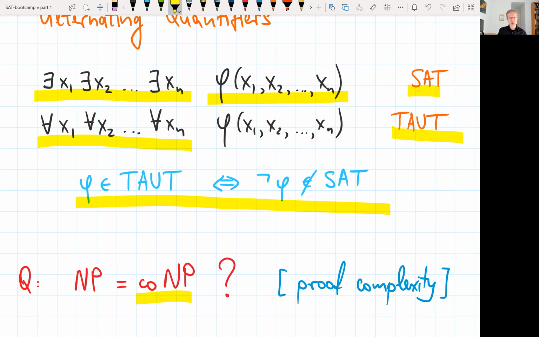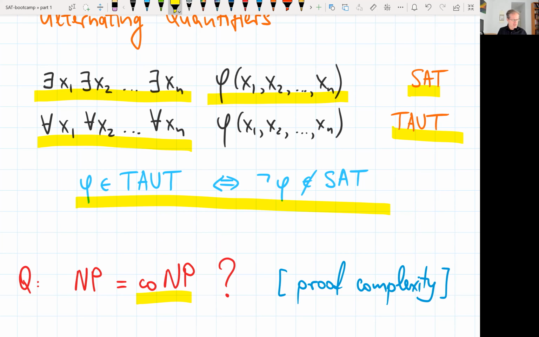So can you reduce tautology to SAT somehow? That would be like saying, is it true that every tautology has polynomial size witnesses, polynomial size proofs? So is there a proof system that allows you to prove every tautology using polynomially short proofs only? And that would be true if it was the case that NP and co-NP are the same.